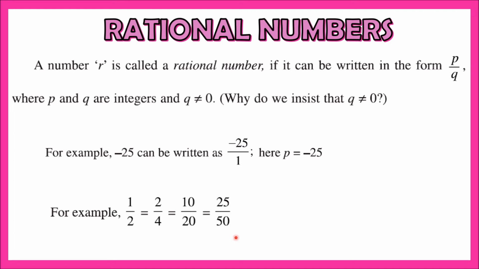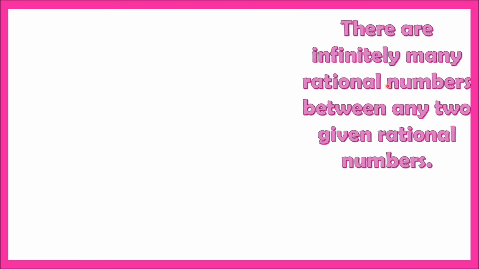However, when we say that p upon q is a rational number or when we represent p upon q on the number line, we assume that q is not equal to 0 and also that p and q have no common factors other than 1. So, on the number line among the infinitely many fractions equivalent to 1 upon 2, we will choose 1 upon 2 to represent all of them. So all these are equivalent fractions of 1 upon 2 and we represent only 1 upon 2 on the number line. There are infinitely many rational numbers between any two given rational numbers.